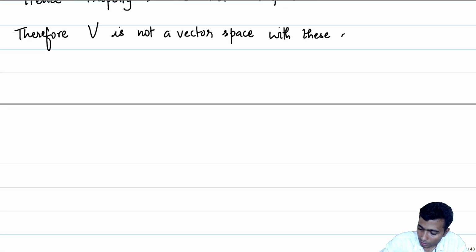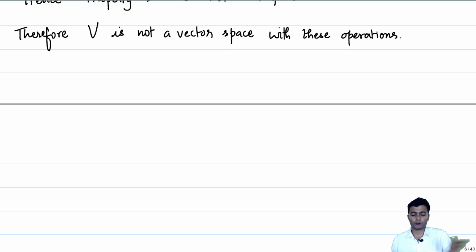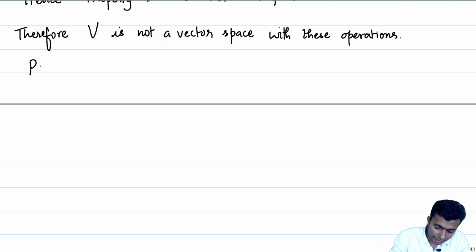So we have already solved the problem, establishing that with these operations V cannot be a vector space, because the property involving the multiplicative identity is not getting satisfied. Well, out of curiosity, we could ask, what about the remaining properties? It does not matter, because we have already established that V is not a vector space. However, just to satisfy our curiosity, let us look at the remaining properties as well.